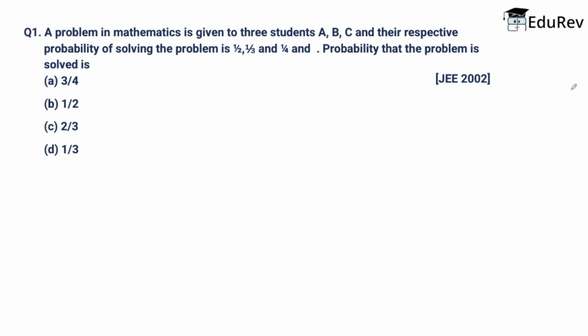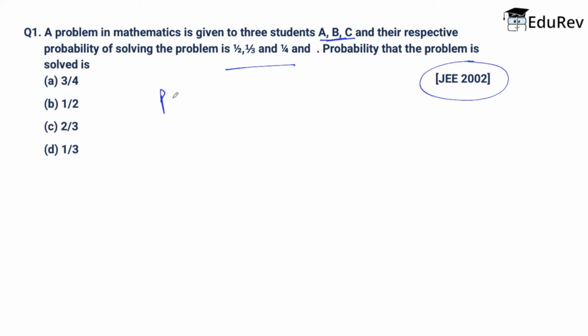Alright, students, so let's start with question 1. Question 1 says that a problem in mathematics is given to three students, that is, student A, B, and C, and their respective probabilities of solving the problem are given. We need to find the probability that the problem is solved. Now, this question came in JEE 2002. So, if you are able to solve this question, then that means you have a good grasp of the topic, and then you can easily solve the rest of the questions. So, without further ado, let me tell you how to solve it.